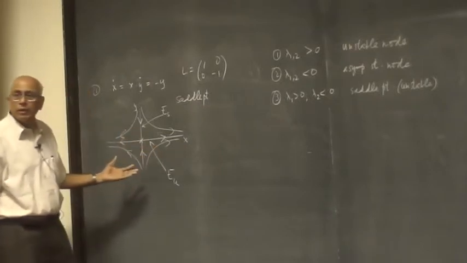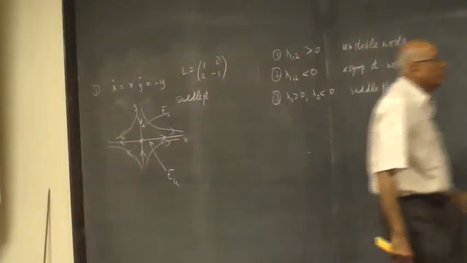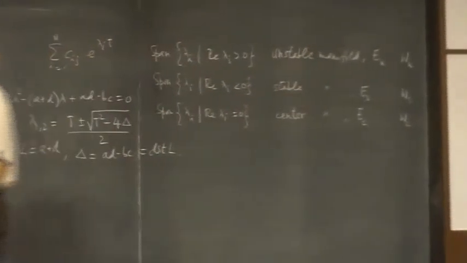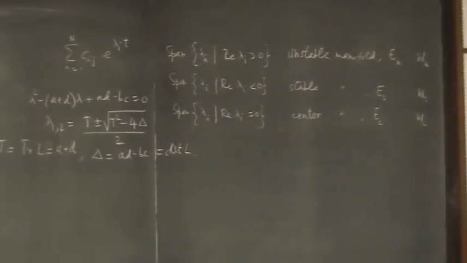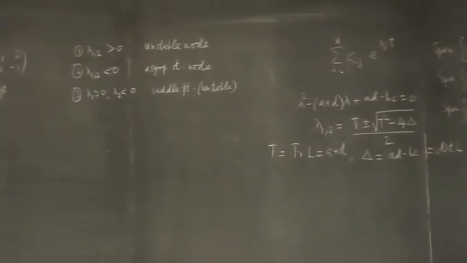Is there a center manifold here? There's no center manifold. So this immediately tells you the idea behind these unstable and stable manifolds here. They are really the tangent spaces. What happens? So now let me do one more thing.